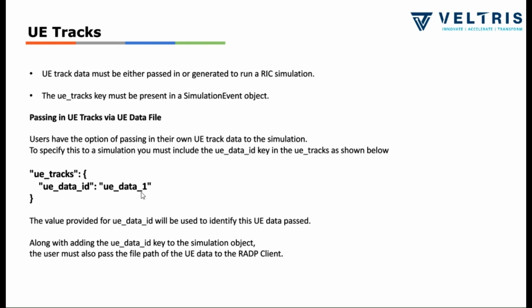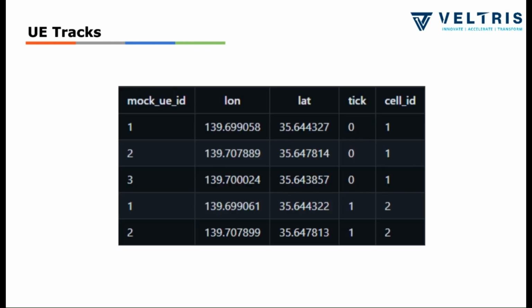So if we wish to pass and run RIC simulation on two different data sets, then we must make sure that the names we are providing, or the value we are providing for UV data ID, is unique. Along with adding the UV data ID key to the simulation object, in this case users must also pass the file path to the UV data to the RADP client.